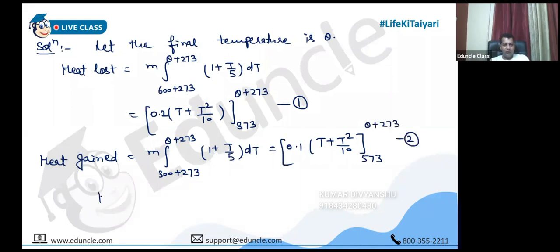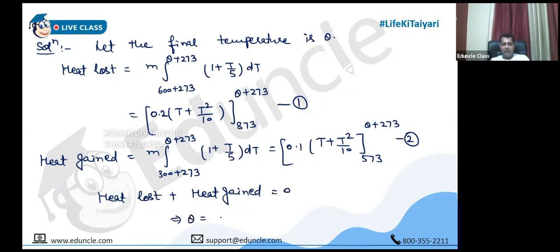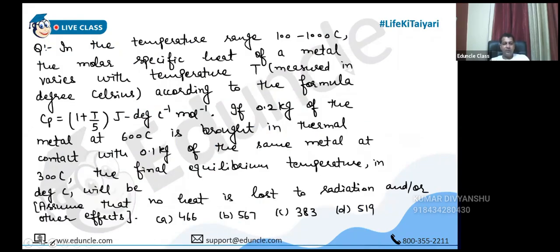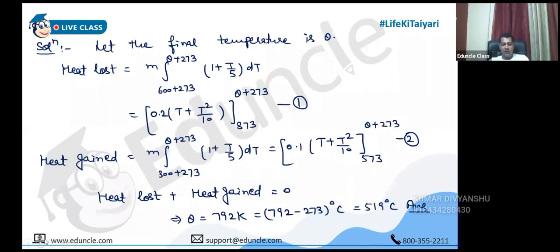Now you can write heat lost plus heat gained is 0, because this involves the sign also. Then you can calculate theta, which is the final temperature. Let me tell you, this theta will come out to be 792 Kelvin, which is 519. Now you can check your answer yourself later on. D option will be the answer. I think you can do it now.